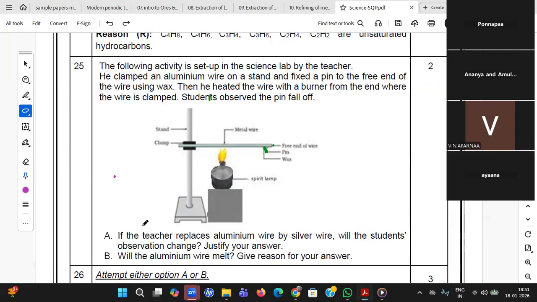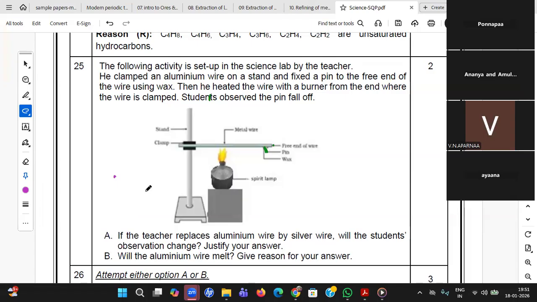Now the question comes here. If the teacher replaces the aluminum wire with a silver wire, will the students observe change? Yes, Tanish, tell me. Sir, no, the pin will fall after a long time. After a long time, okay. Harshini, your answer? Sir, yes, they'll observe, as silver is a better conductor than aluminium.